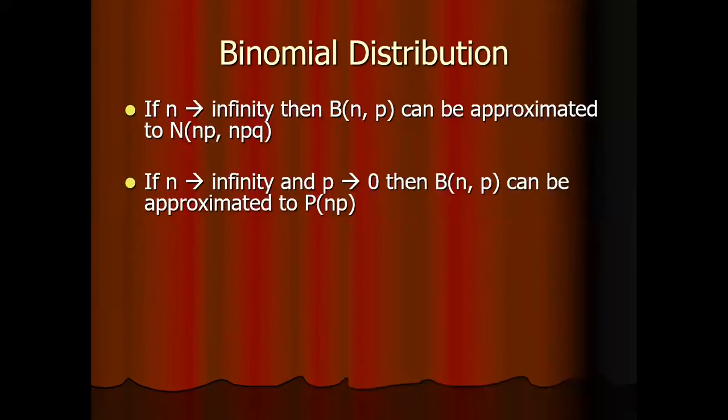Then these are special situations. When n tends to infinity, then binomial distribution with parameters n and p can be approximated to normal distribution with parameters np and npq. The second situation is when n tends to infinity and p tends to 0, then binomial distribution with parameter n and p can be approximated to Poisson distribution with parameter np. This we will see in our next distribution.